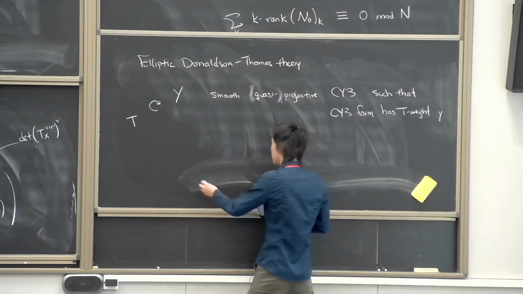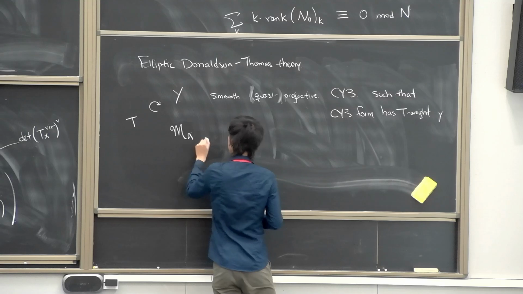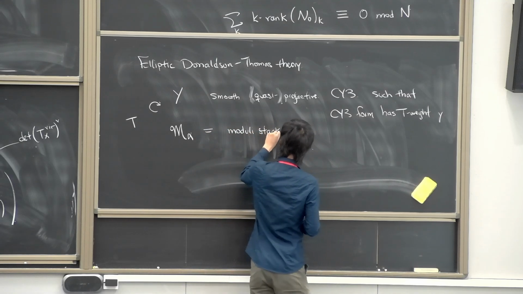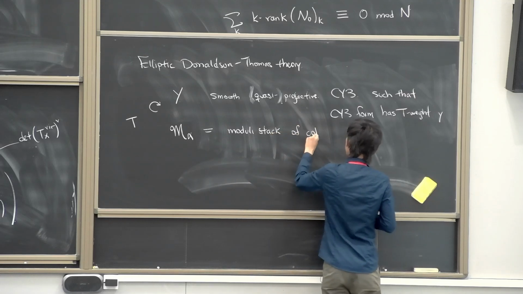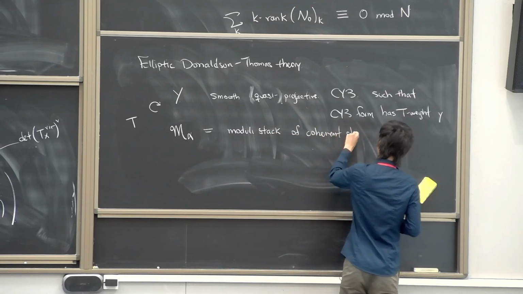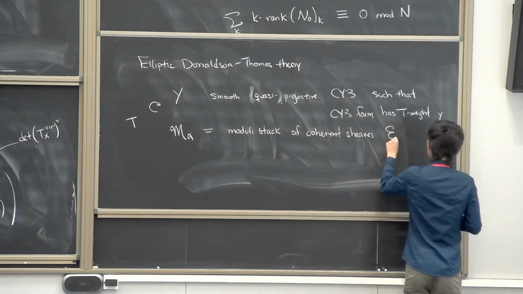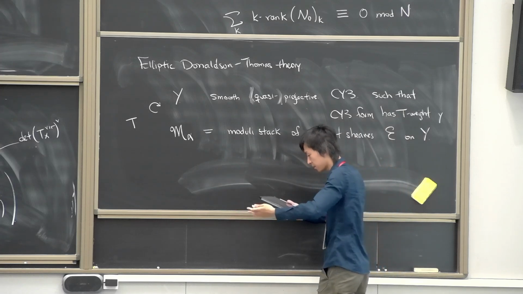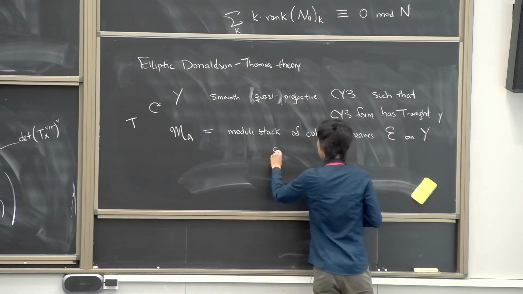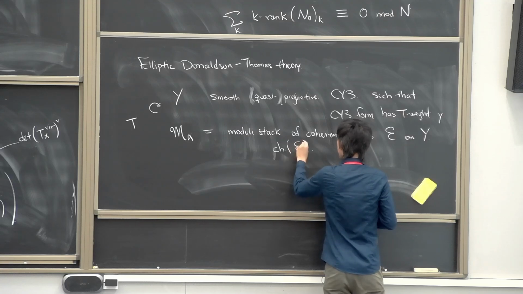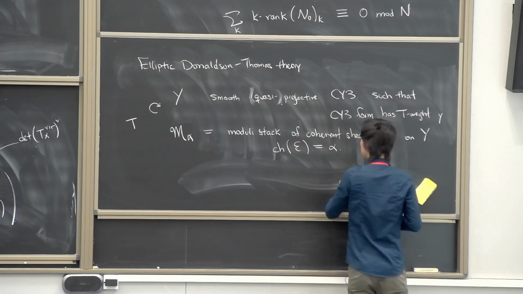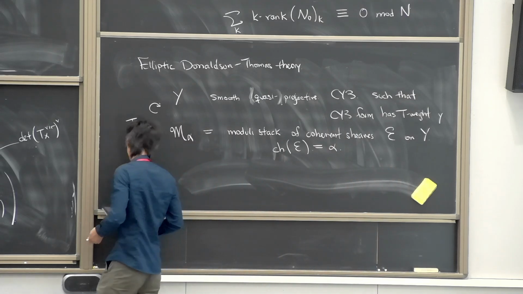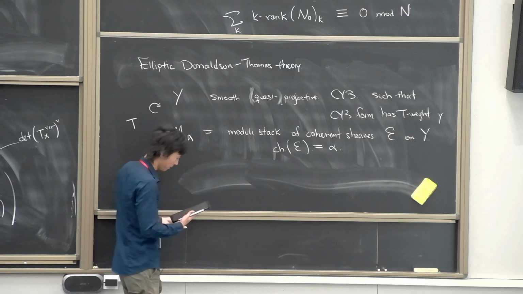And you can consider a space called M alpha. And this is the moduli stack of coherent sheaves E on Y. Okay. So the entire moduli stack has infinitely many components indexed by the Chern character of E, which here we're going to set to be alpha. Okay, so alpha is some element inside the ordinary cohomology ring of Y.